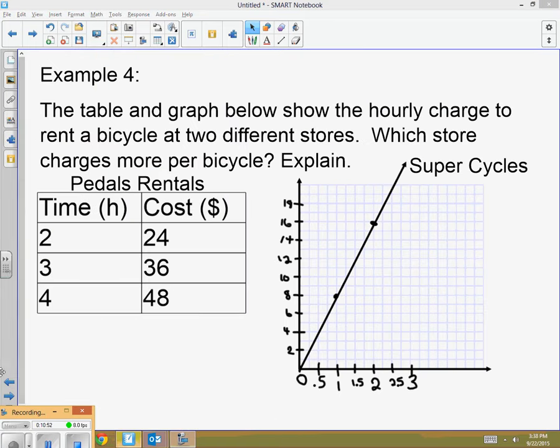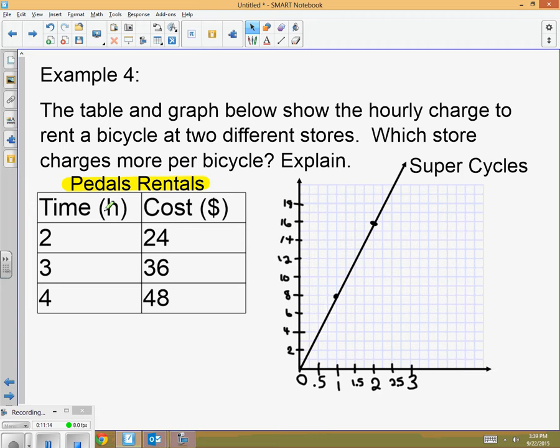Okay, moving along to example 4. It says the table and graph below show the hourly charge to rent a bicycle at 2 different stores. Which store charges more per bicycle? Explain. So looking at the table, the first store I see is called Pedals Rentals.